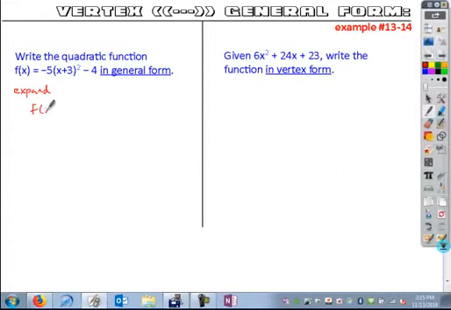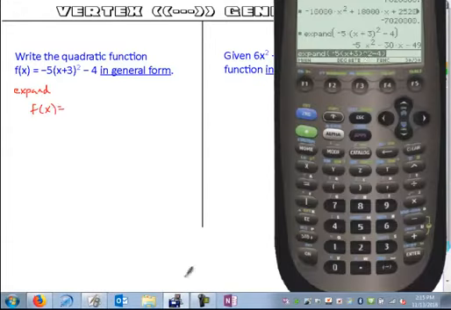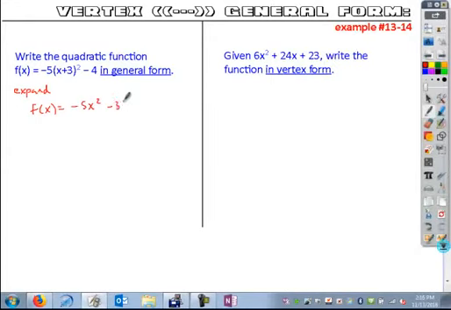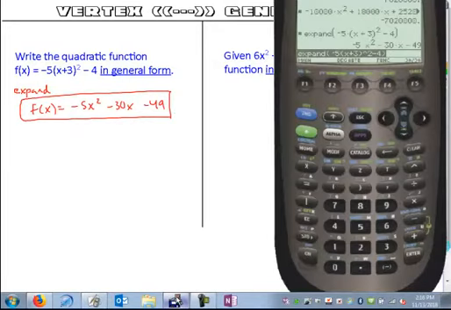That's going to give you your function f of x is equal to -5x squared minus 30x minus 49. Okay, and so that would be your solution. Any questions on that one? Let me go through both of those.